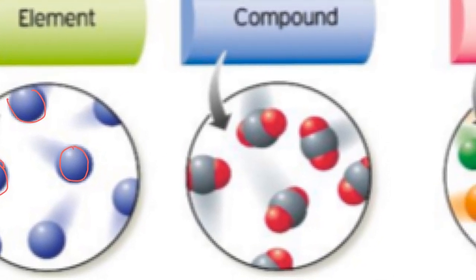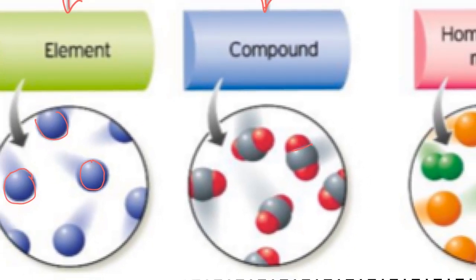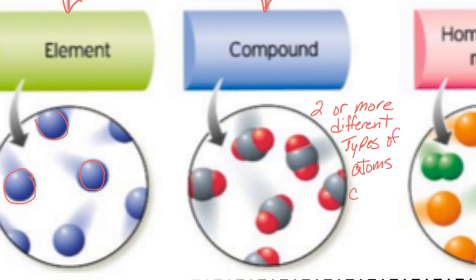Let's take a look at compounds. In a compound, I'm going to have two or more different types of atoms, and these are going to be combined together. So here we've got a gray one with two red ones, another gray one with two red ones, gray one with two red ones. These are all the same type of molecule.